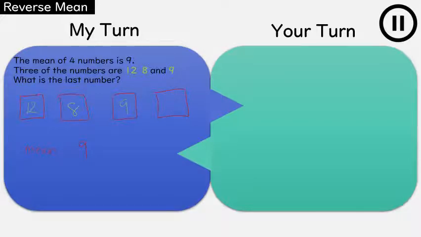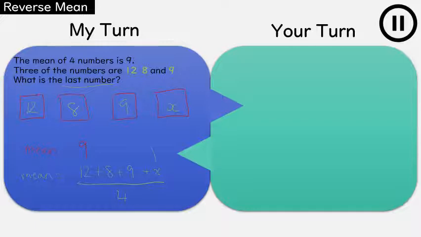Remember, we normally represent things we don't know with letters, so I'm going to put it as X because we don't know what it is. We need to find out what that X is. Well, if I was going to work out the mean, what I would do is I'd add all the numbers up together, divide by the total number there are, so there's 4 numbers, and that would give me the mean.